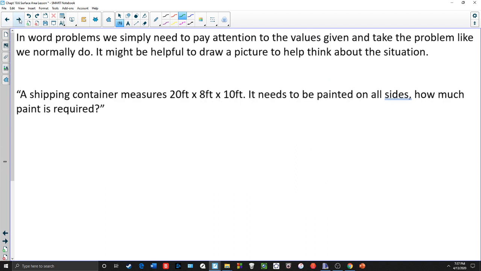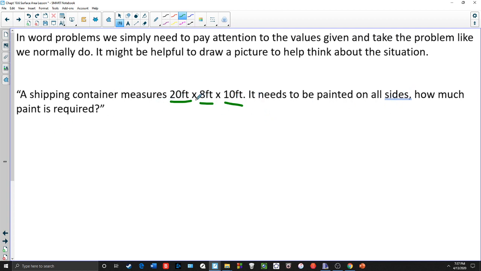And word problems, they tend to not give you a picture, obviously, but as long as they give you the measurements, you're actually good. For a rectangular prism, at least, you don't really need a picture. For triangular prisms, it's really helpful to have a picture, but for rectangular prisms, you don't, because I just showed you the shortcut that you have there. So: a shipping container measures 20 by 8 by 10 and needs to be painted on all sides. How much paint is required?